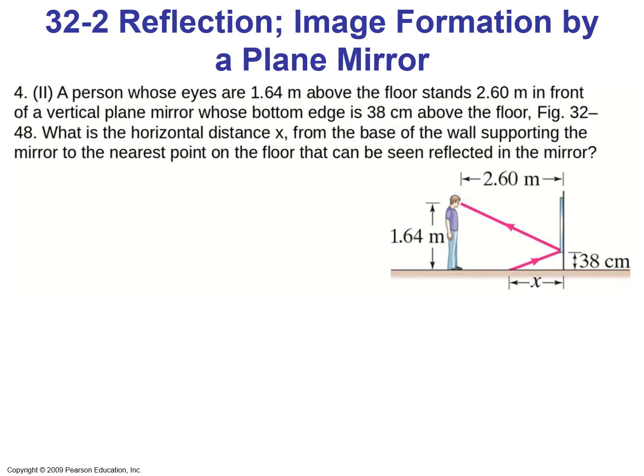As an example, let's take a look at problem number 4 in the book. A person whose eyes are 1.64 meters above the floor stands 2.66 meters in front of a vertical plane mirror whose bottom edge is 38 centimeters above the floor, as shown in the figure. What is the horizontal distance x from the base of the wall supporting the mirror to the nearest point on the floor that can be seen reflected in the mirror?